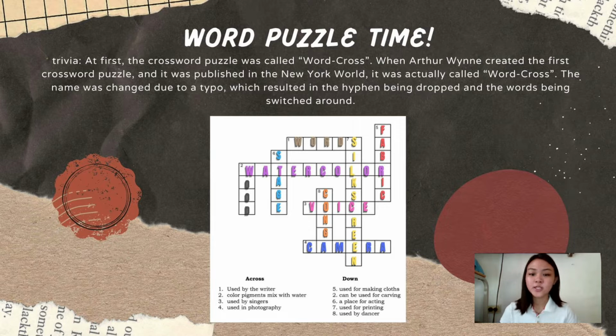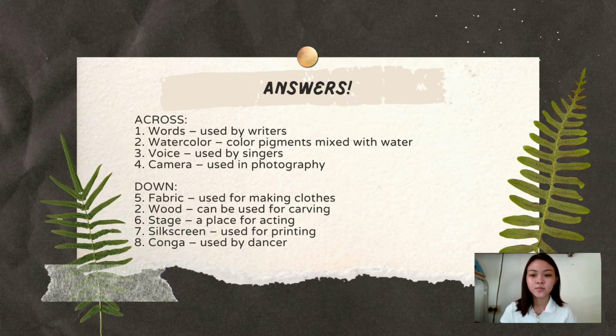What are the materials and equipment used by contemporary artists? Number 1. Words are used by writers in creating novels, poetry, fiction, and nonfiction. Number 2. Watercolor is an example of pigment used by painters. Third, the human voice, along with sounds and instruments, is used by musicians and singers. Number 4. Photographers capture images using cameras. Fifth, fabric is produced by weaving cotton, nylon, wool, silk, or other threads together. It is used for making clothes.